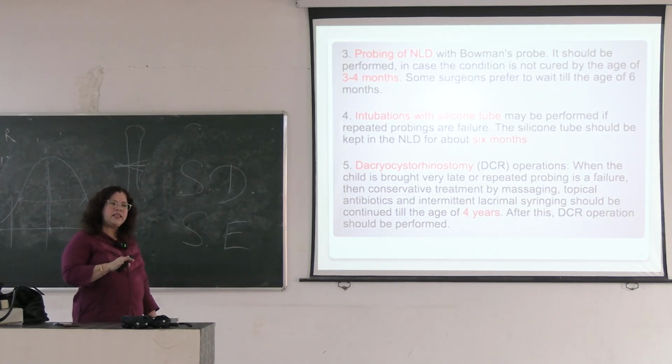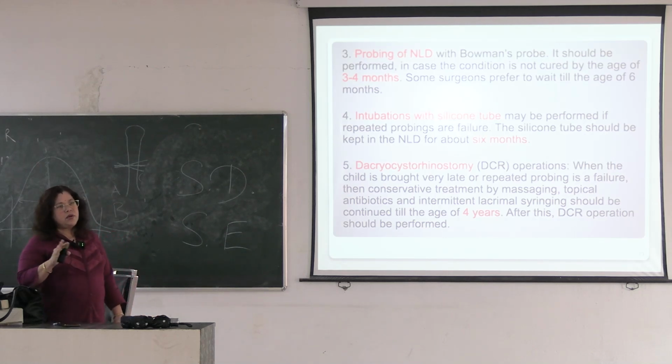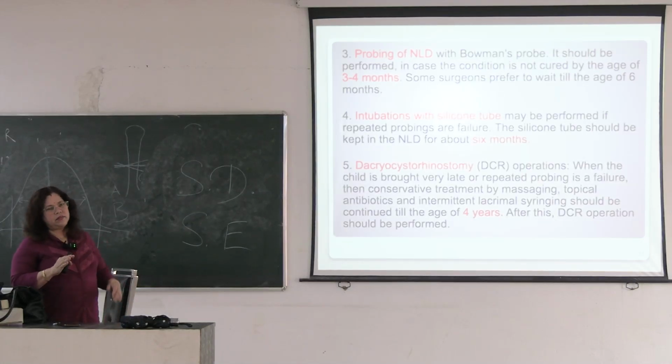But when we make another opening through the medial wall of the nose from the lacrimal sac to the middle meatus, that is called dacryocystorhinostomy. And when there is a canalicular block at the level of the canaliculi, then we make a conjunctivodacryocystorhinostomy.